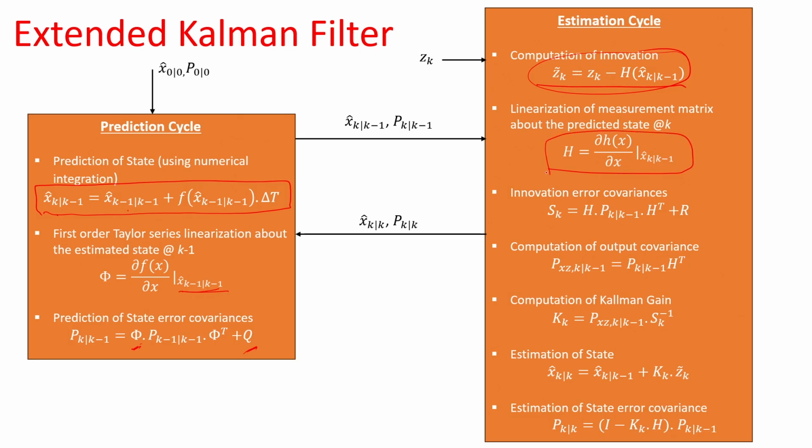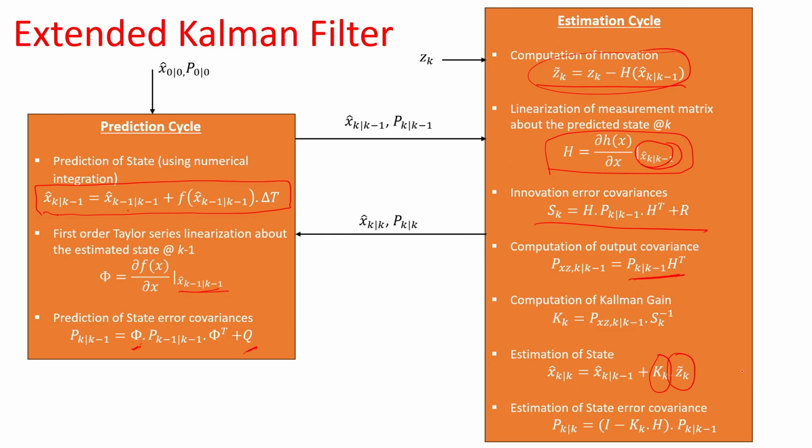Here you see I have done linearization of my H matrix, and I have used my predicted state, or a priori state, x k minus 1, to calculate my observation matrix. With this observation matrix I get my innovation error variance. Then the output covariance into the innovation covariance inverse will give you the Kalman gain. I have added this correction, the Kalman gain, into Z.